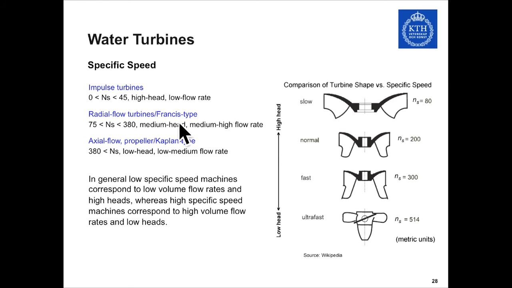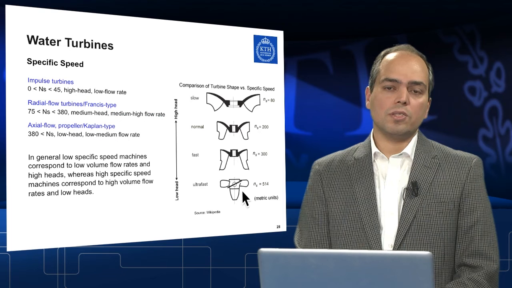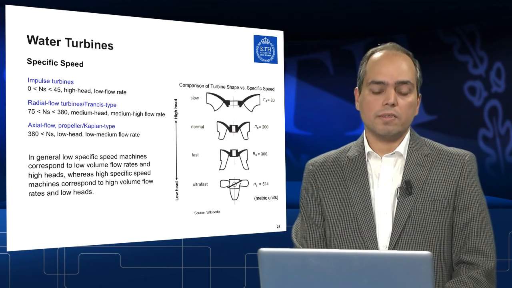The radial flow turbines, which are the Francis turbines, have a specific speed in the range of 75 to 380, which corresponds to medium head and medium to high flow rate. And then the axial flow turbines, such as a Kaplan turbine, have a specific speed higher than 380.